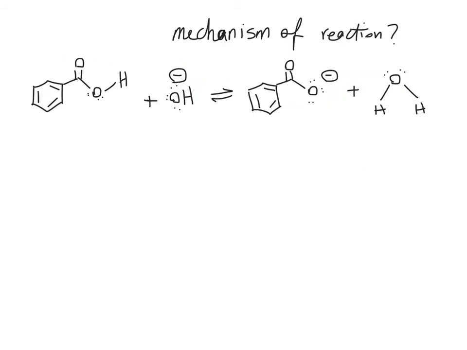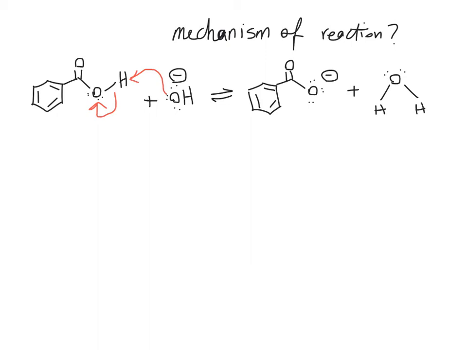What is the mechanism of the reaction? In acid-base reactions, the base will abstract a proton from the acid. So a new bond forms between the electron pair of the base and the proton of the acid, and the bond between the proton of the acid and the rest of the acid will break.